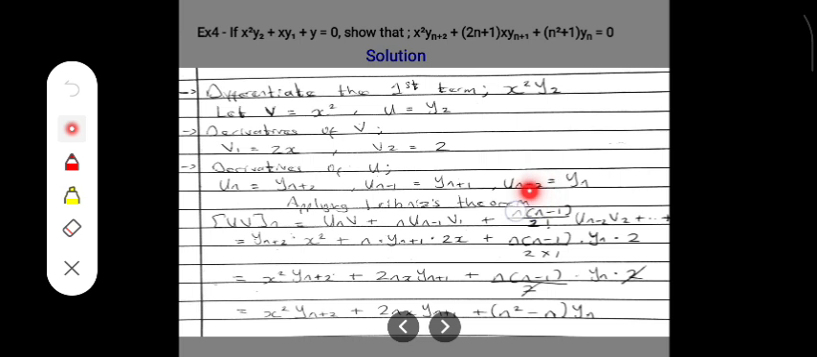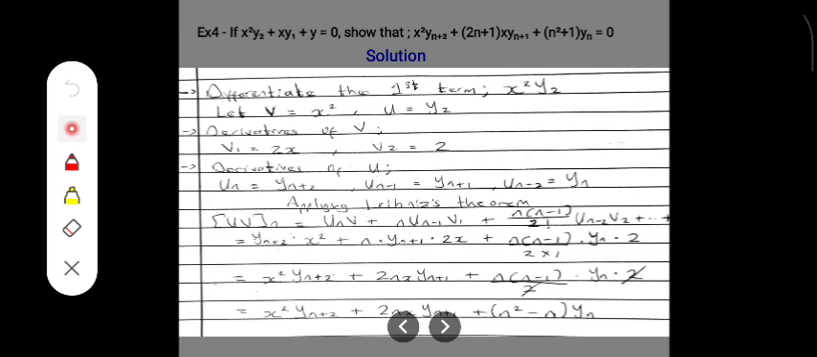All we need is just the first three terms in the formula, which are u subscript n multiplied by v plus n multiplied by u subscript n minus 1 multiplied by v subscript 1 plus n multiplied by n minus 1 over 2 factorial multiplied by u subscript n minus 2 multiplied by v subscript 2. So when I substitute the values into the equation, I have u subscript n equals y subscript n plus 2 multiplied by our v.